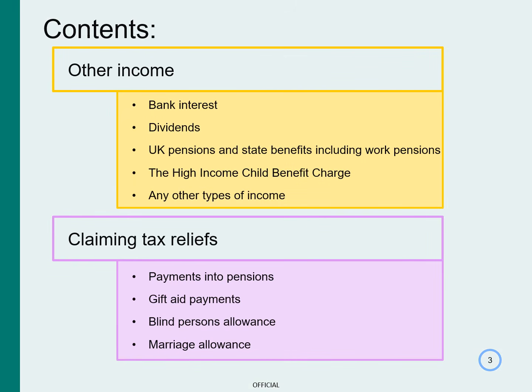In today's webinar, we'll look at other income to tell us about, including bank interest, dividends, UK pensions and state benefits, including work pensions, the high income child benefit charge, and any other types of income. We'll also be looking at claiming tax reliefs on your tax return, including payments into pensions, Gift Aid payments, blind person's allowance, and marriage allowance.